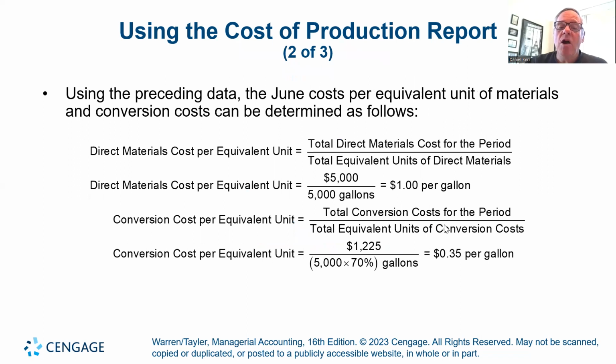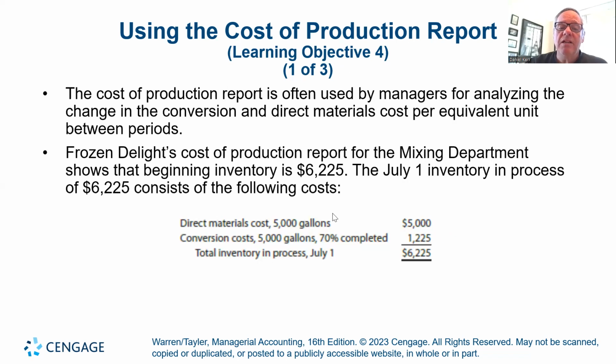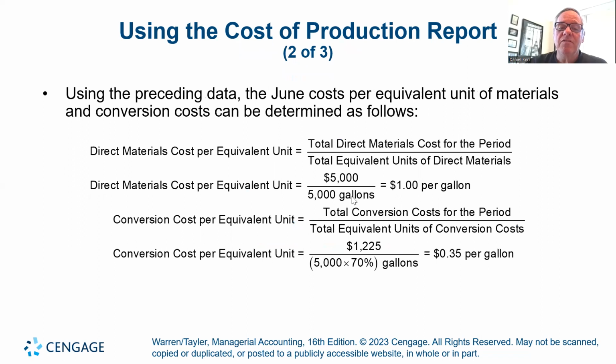So we see here, I hope I don't give you a headache. I'm going to go back and forth. Materials cost $5,000 and they were 5,000 gallons. That's pretty simple. 5,000 divided by 5,000. So the direct materials rather are $1 per gallon.